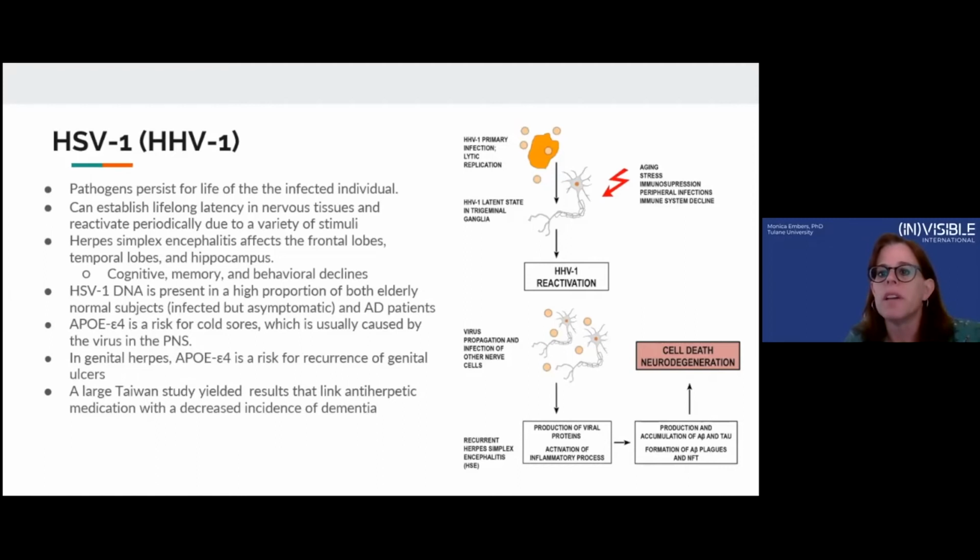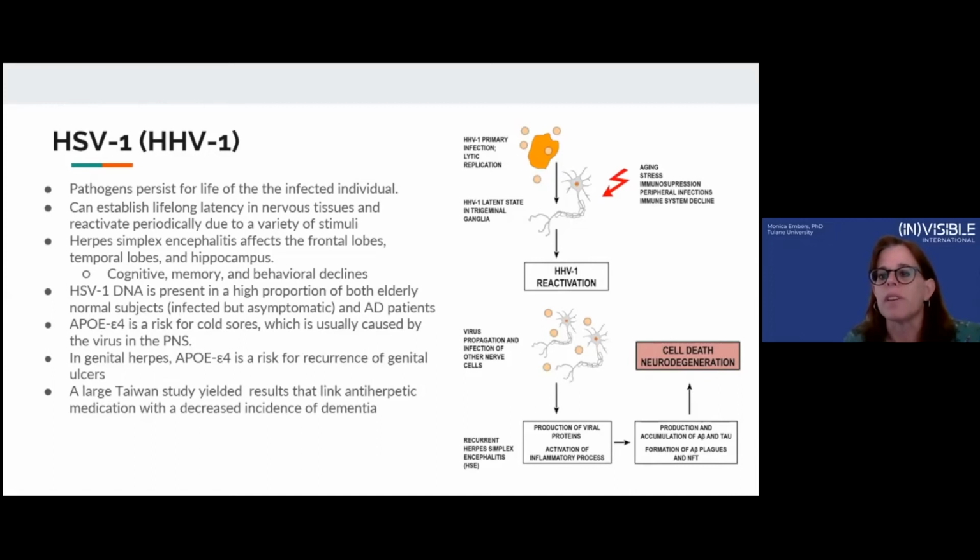declines. In 1991, Dr. Itzhaki's laboratory discovered that HSV1 DNA is present in a high proportion of both elderly normal subjects and AD patients. The former were infected but asymptomatic. Moreover, the virus might be a risk factor for AD when it occurs with the ApoE4 genetic mutation.